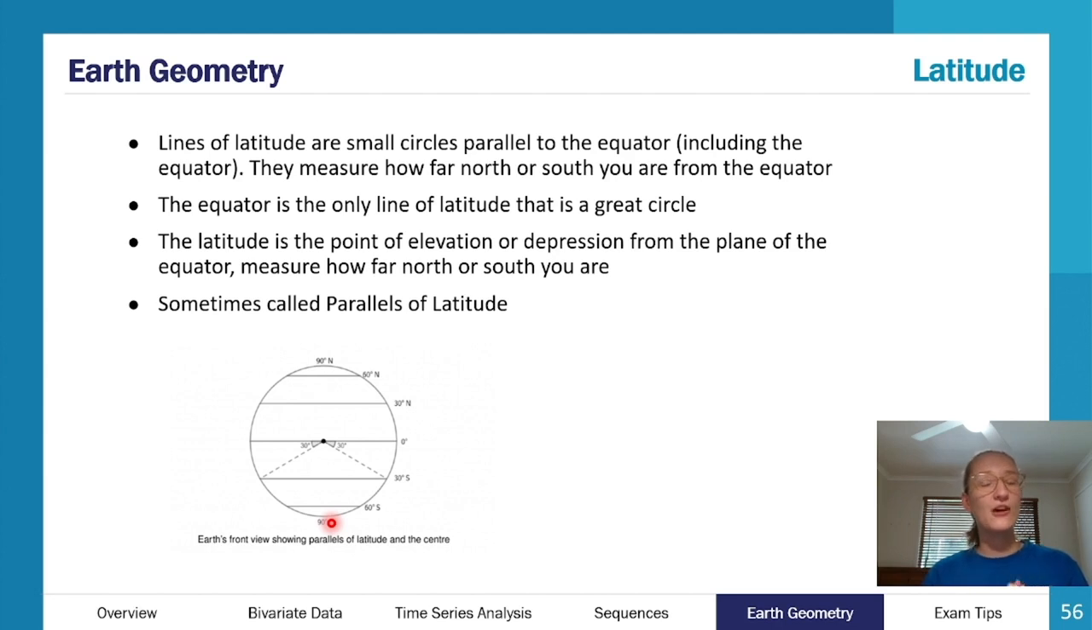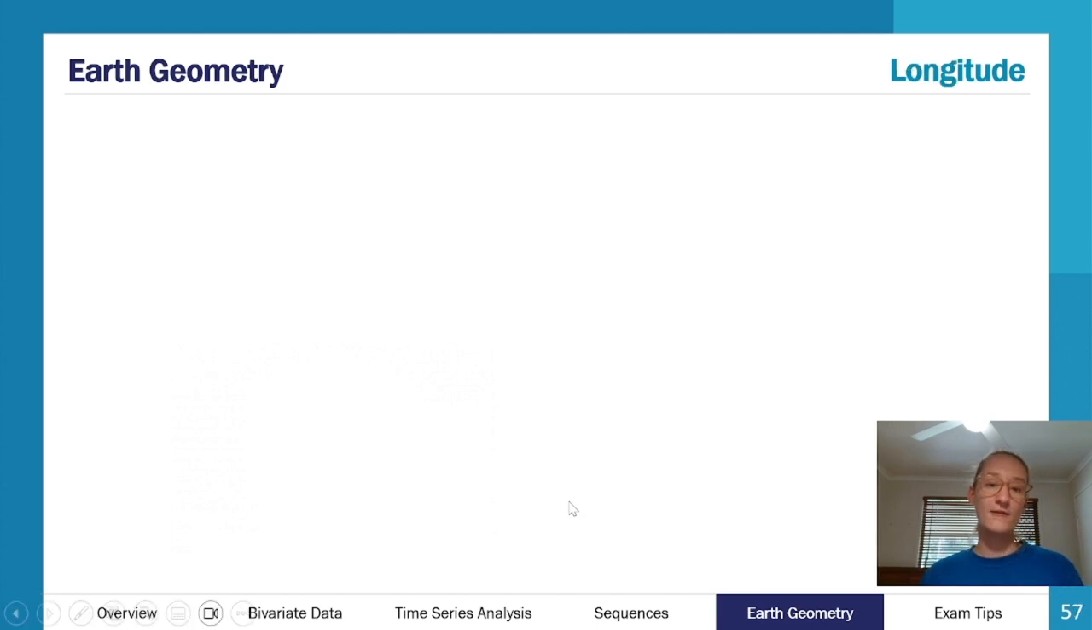The main takeaway that I want you to have from this is that these circles tell you how far north a point is from the equator. So here we have the equator, and we can use these circles to measure how far north a point is on any point in the earth, or we can use them to measure how far south we are from the equator.